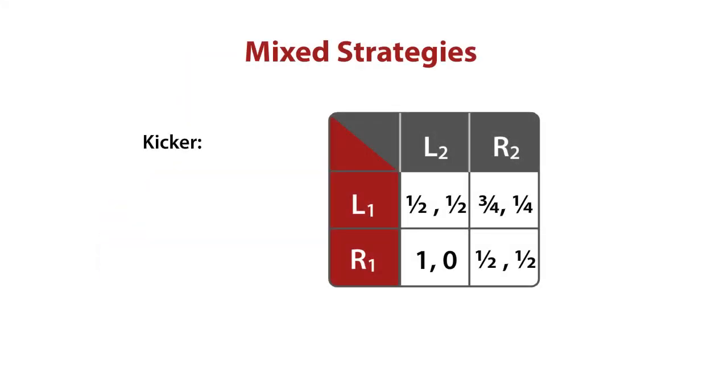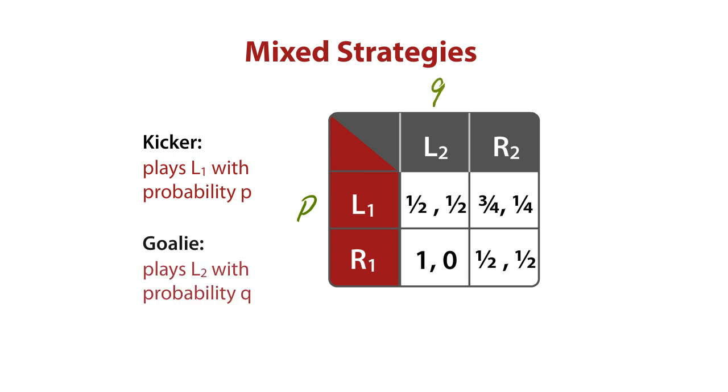So let's just remember what we're up to here. The kicker in our game is going to play left or right, and he plays left with probability P. The goalie is going to play left or right, playing left with probability Q. Nash equilibrium is simply strategies P and Q, that is, these randomized strategies, that are best responses to each other. Remember, it's exactly the same idea as before. Nash equilibrium is a pair of strategies that are mutual best responses.